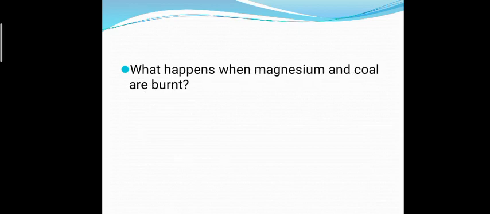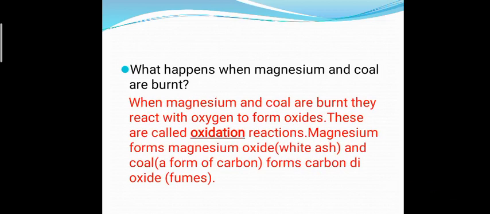What happens when magnesium and coal are burnt? When magnesium and coal are burnt, they react with oxygen to form oxides. These are called oxidation reactions. Magnesium forms magnesium oxide and coal forms carbon dioxide.